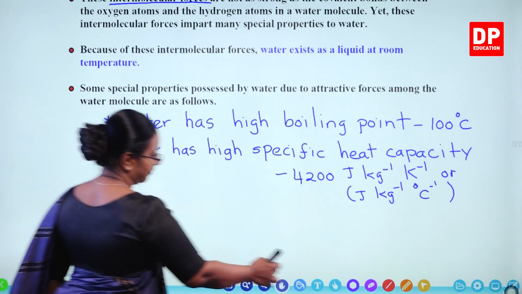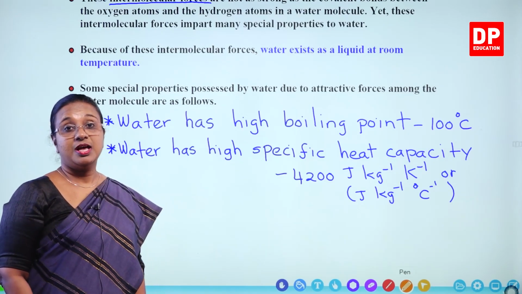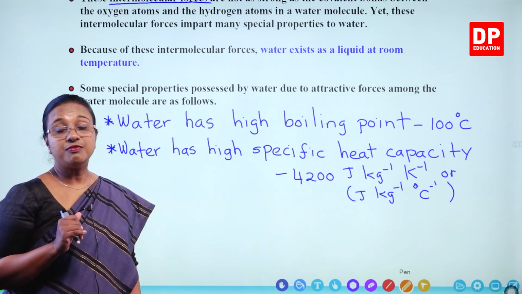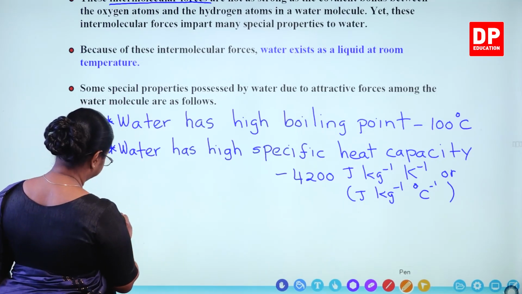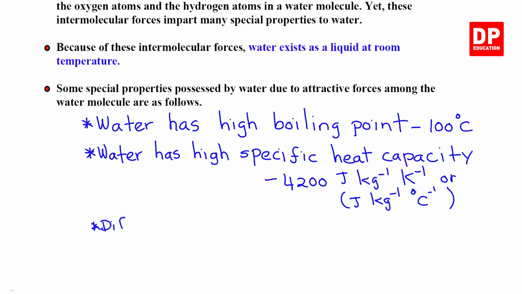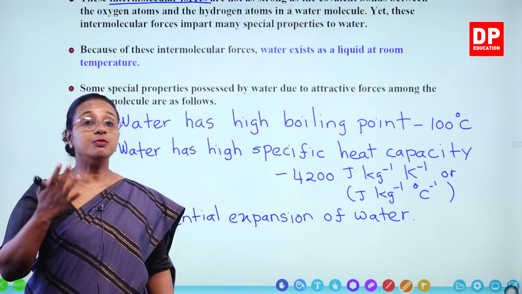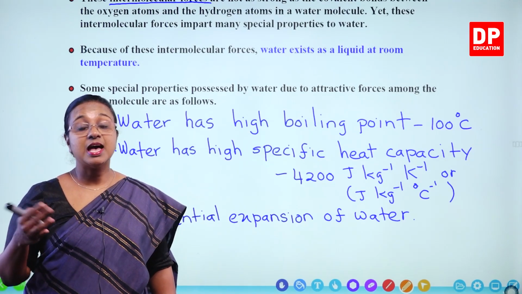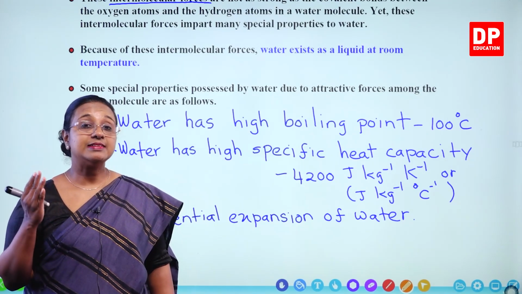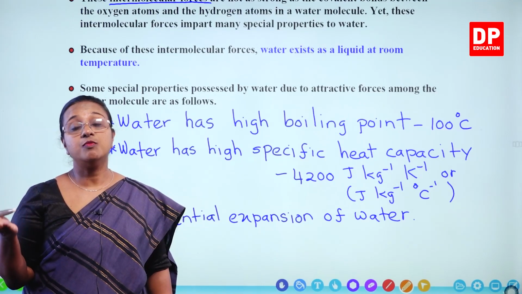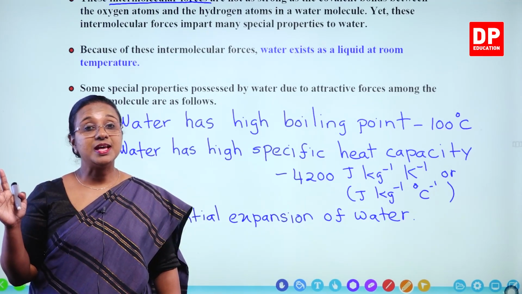And there is another thing. We have discussed this also. Differential expansion of water. You all can remember that term. What is this? If you can remember, when water freezes and forms ice, ice floats on water. That is, ice has less density than water. Can you all remember that, students?